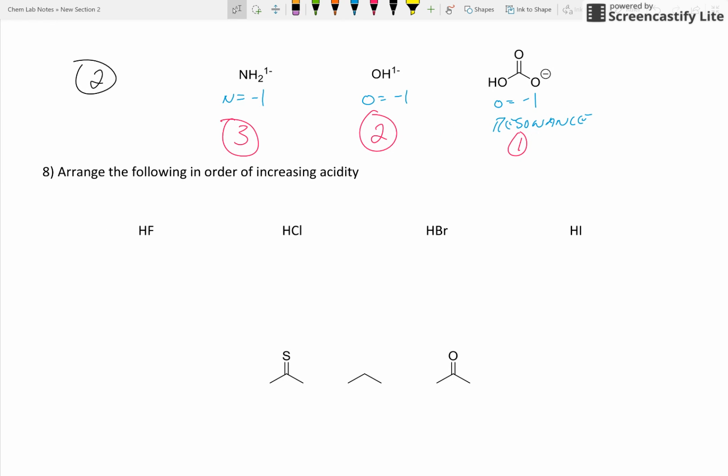Okay, we're continuing on to experiment 8. It's asking to arrange the following in order of acidity. If I'm asking you to figure out which one is a stronger acid or a weaker acid, make them act like an acid, right? So what that means is that each one of these is going to lose its hydrogen, and we're going to leave behind the minus charge, right?